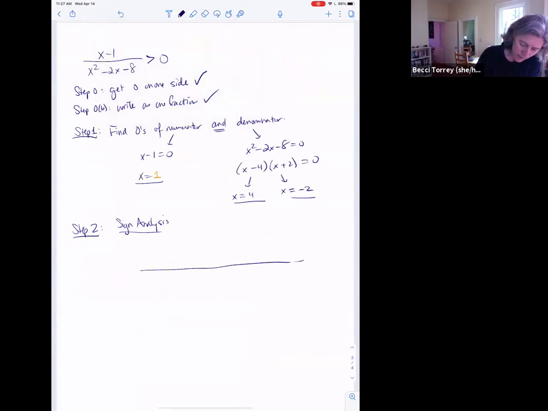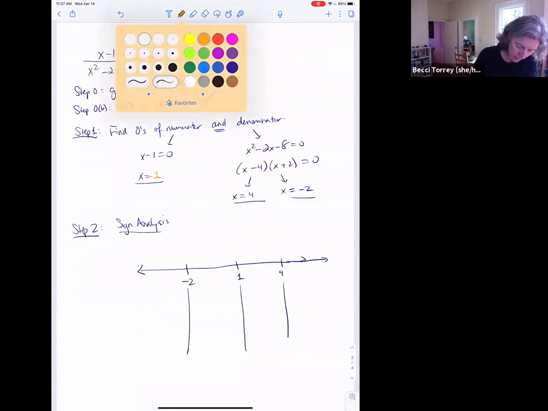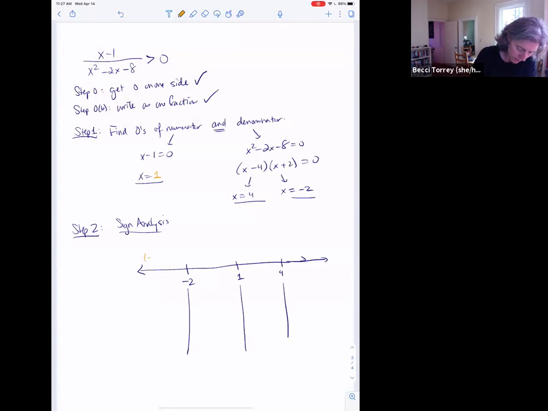Okay, so we set up our sign analysis. So we have minus 2 as a breakpoint. We have 1 as a breakpoint. We have 4 as a breakpoint. So again, in this case, we happen to have 4 different regions. So we have the region from minus infinity to minus 2. We have the region from minus 2 to 1, from 1 to 4, and from 4 to positive infinity.